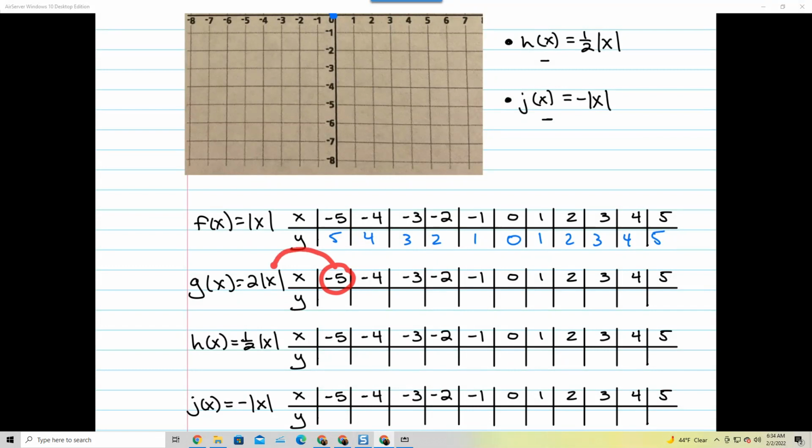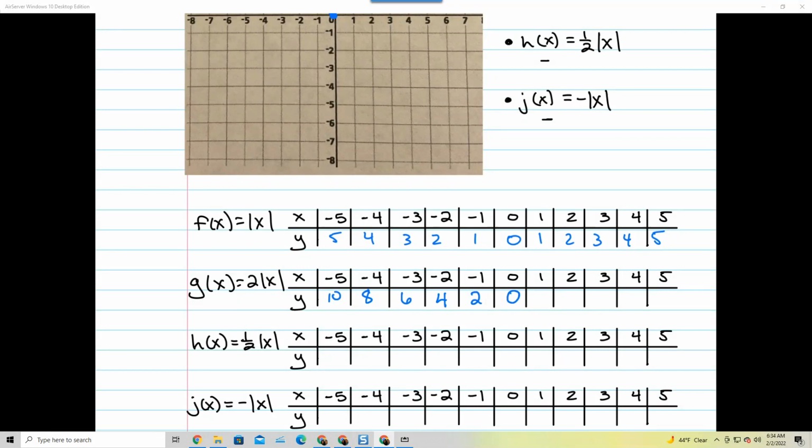We're going to take that negative 5, we're going to put it in here. When I take the absolute value of negative 5, it's 5. So now I have 2 times 5, and then 2 times 5 is going to be 10. I'm going to take the negative 4, substitute it in. Absolute value of negative 4 is 4, and now I have a 2 times 4, which is going to give me an 8. Negative 3, I'm going to pop it in. Absolute value of negative 3 is 3. 2 times 3, that's going to give me a 6. And if I keep doing this, I'm going to get 4, 2, and 0.